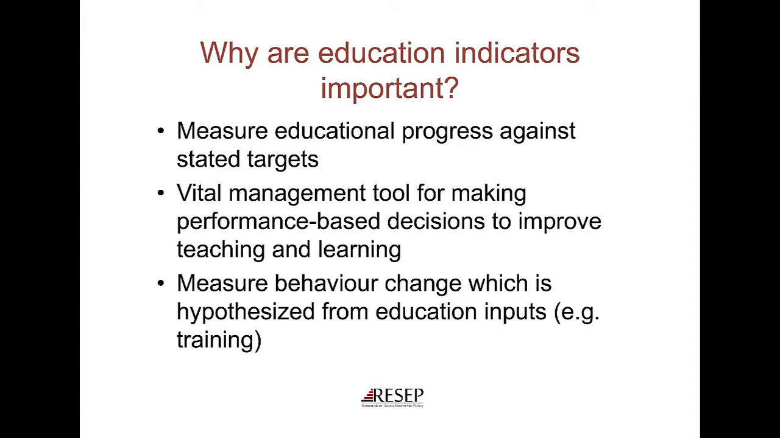So let's say you send teachers on training. Now you might use an indicator like pass rates, or whether academic outcomes have improved after we had this training. So one of the things that make an educational indicator so important is that we can use it to see if there's been change after a specific input.